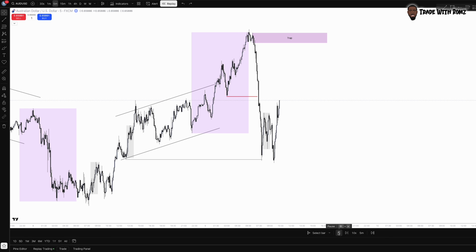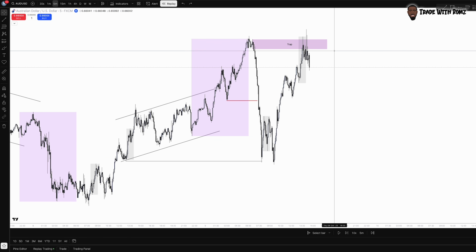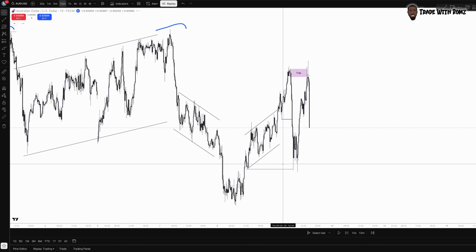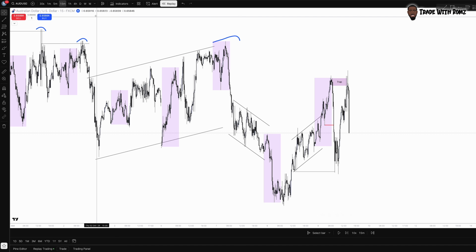Cool. So what's price doing now? So now price is starting to move higher, but as it's moving higher, there we go. Right, cool. So as it's moving higher though, it's doing something else at the same time. What is it doing? So let's look at this for a second.